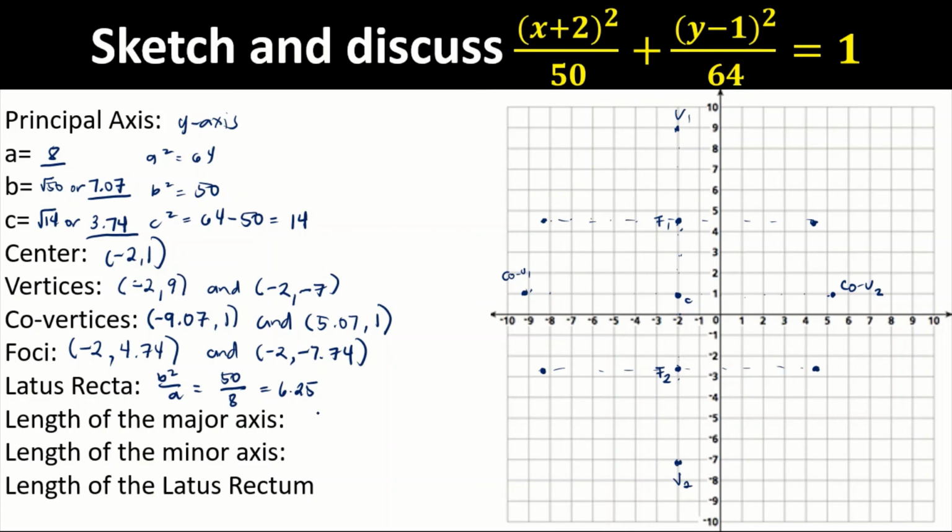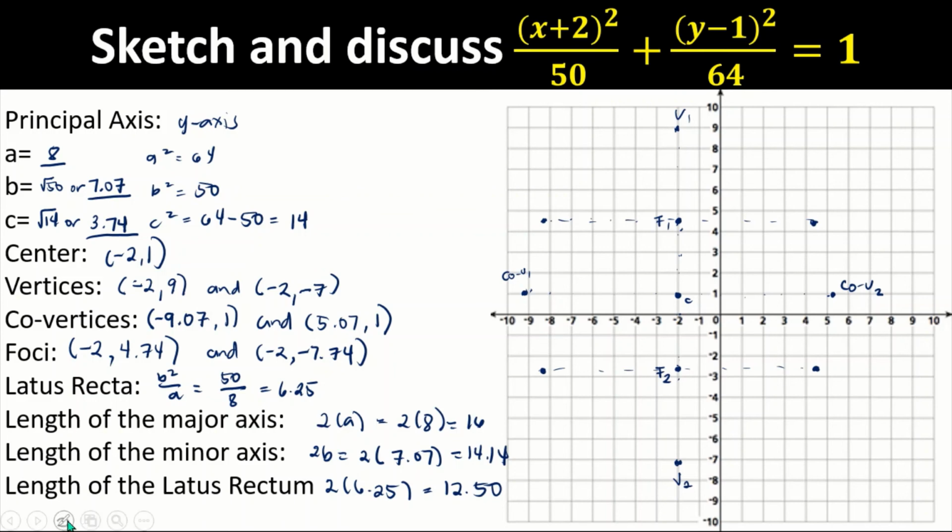So, the length of the major axis is 2 times A is equal to 2 times 8 equals 16. And then, the length of the minor axis, that is 2B, 2 times 7.07, and then it is equal to 14.14. And the length of the latus rectum, we have 2 times 6.25. And then, we will have 12.50 units. Okay, so in terms of units yan. So, kapag nakuha na natin yung vertices, co-vertices, and yung endpoints ng latus recta, okay, so pwede na nating i-connect yung ating points para makapag-form ng ellipse.